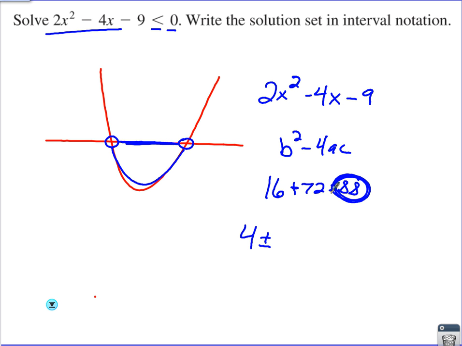What are you going to split the square root of 88 into? Explain that. It'll be the square root of 4 times the square root of 22. Everybody good at that? Square root of 4 times the square root of 22 over 2a.